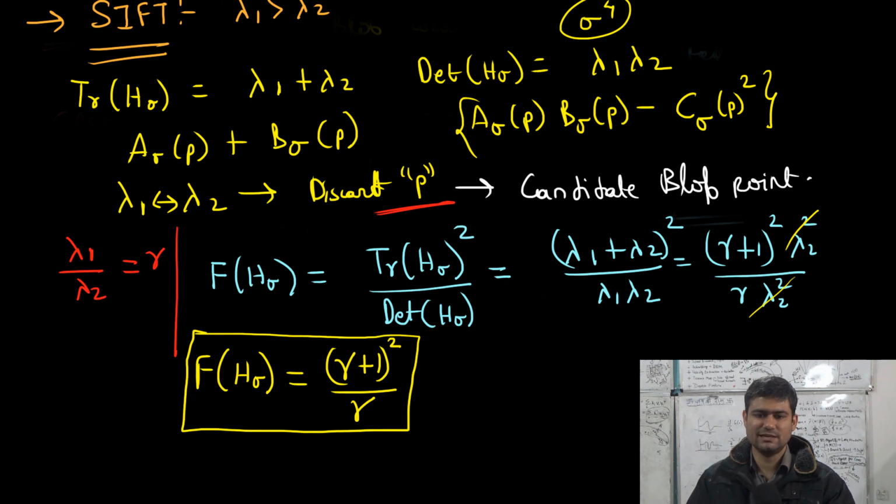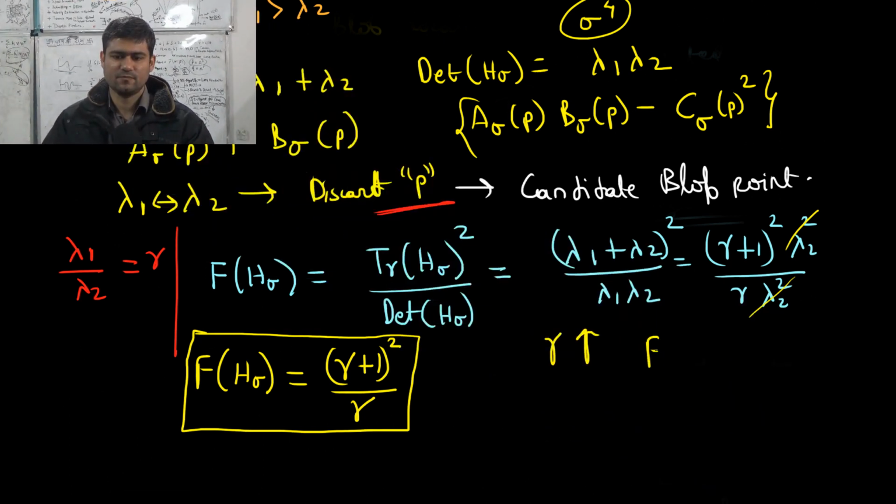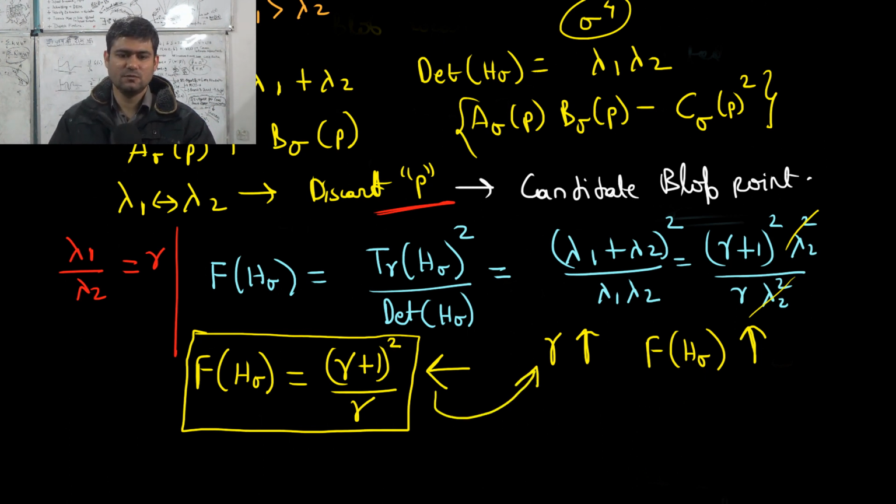So this function grows as gamma increases. So as gamma increases, f of H sigma also increases. Thus, we can use this function as a proxy for gamma. To compute this function, we just have to compute the ratio of the trace of the Hessian squared over the determinant of Hessian. And this is much more efficient than computing the eigenvalues of the Hessian. So we can use this function as a proxy for the ratio of the eigenvalues, gamma.